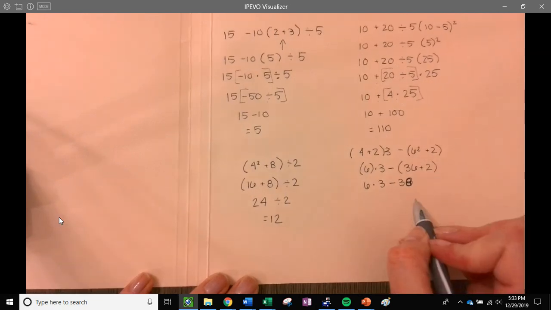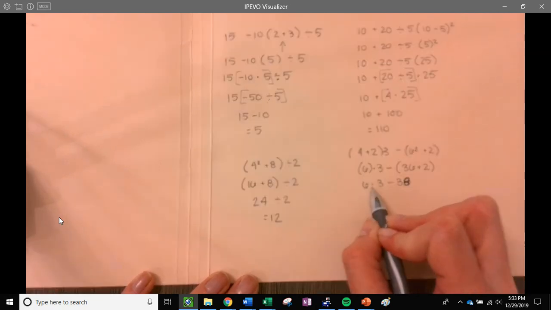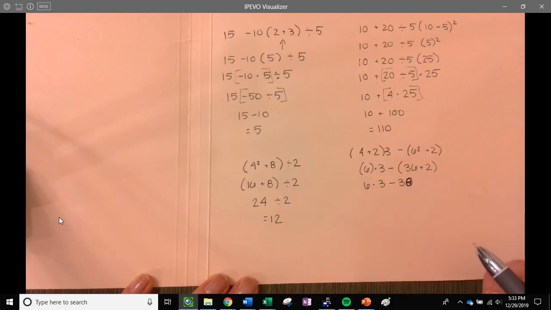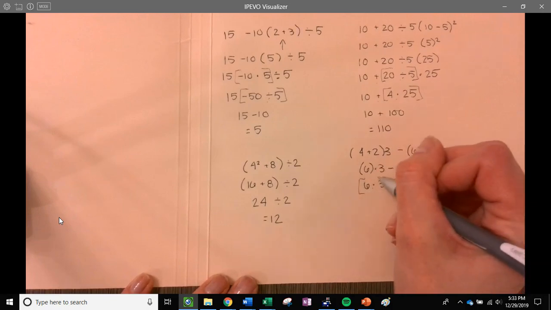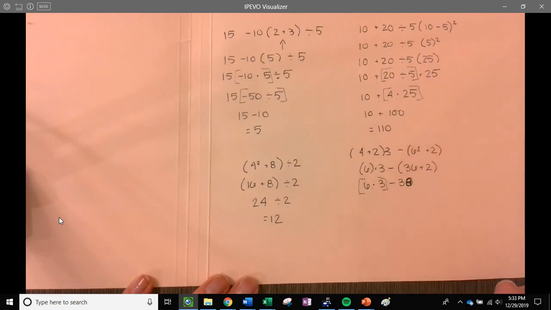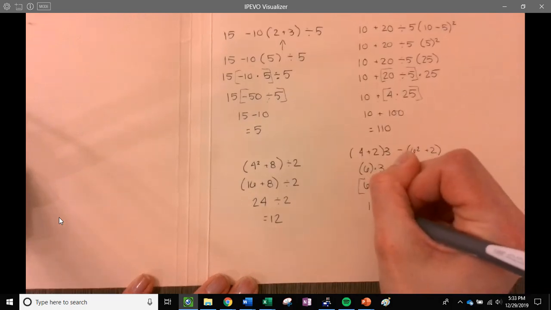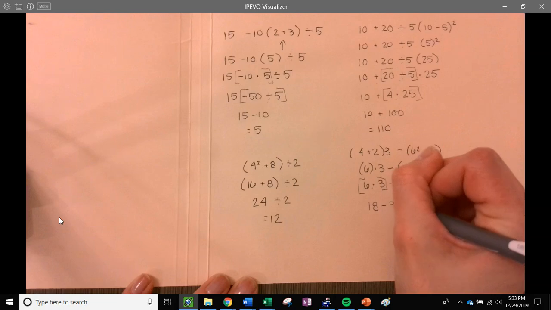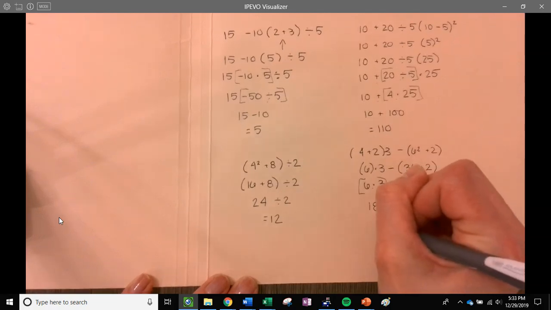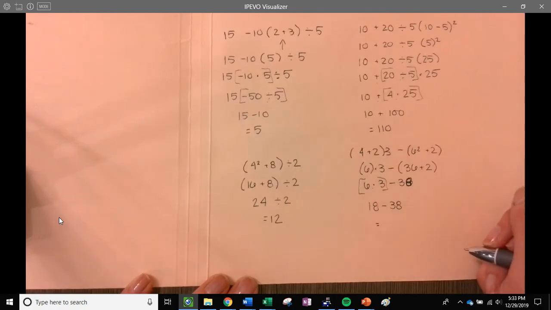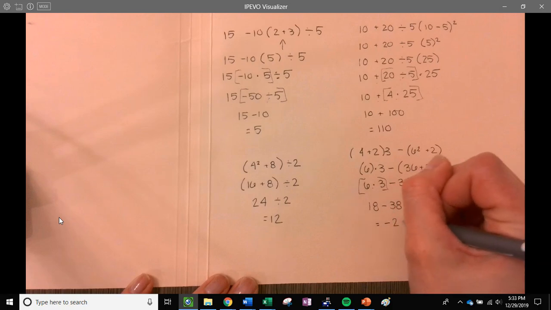All right, reading left to right, we get to multiplication first. That's great because we know that we do that before we do subtraction. So we're going to multiply the number on the left of the sign by the number on the right of the sign. And we get 18 minus 38. So what's our answer? 18 minus 38 is negative 20.